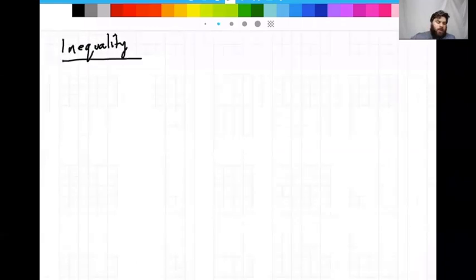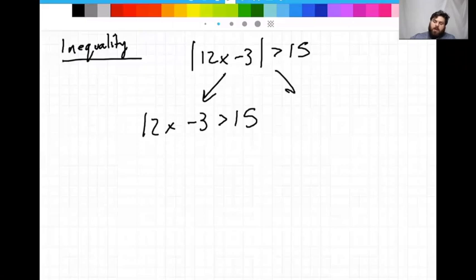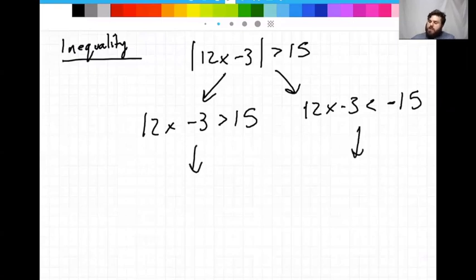Absolute value. So you might have something like absolute value of 12x minus 3 is greater than 15. It works the same way. You rewrite it without the bars. That's the easy part. The second equation you rewrite without the bars, but you flip-flop. You flip the sign, and then you flop the value of the number. So now it's a negative 15. So you solve each of those equations, and again, you'll get two inequalities.